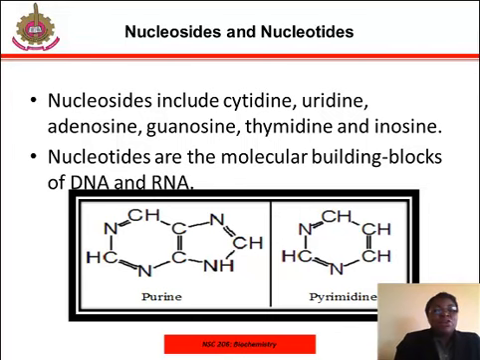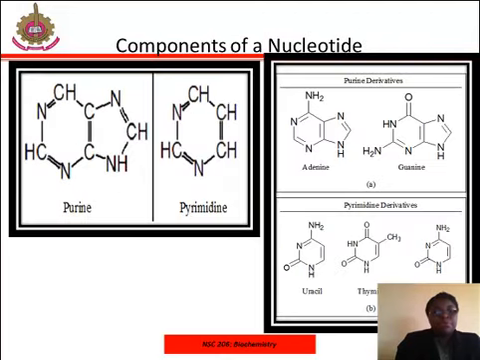Nucleotides are the molecular building blocks of DNA and RNA, and they are composed of a nucleobase known as the nitrogenous base. It contains a 5-carbon sugar, which can be ribose or deoxyribose, and one or more phosphate groups. What are the components of a nucleotide?